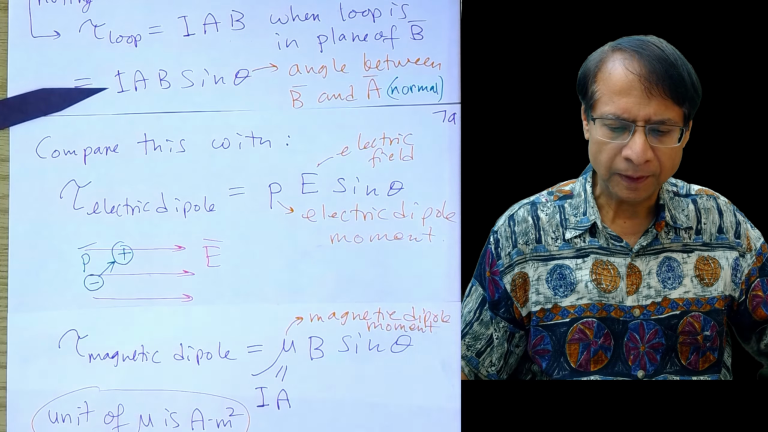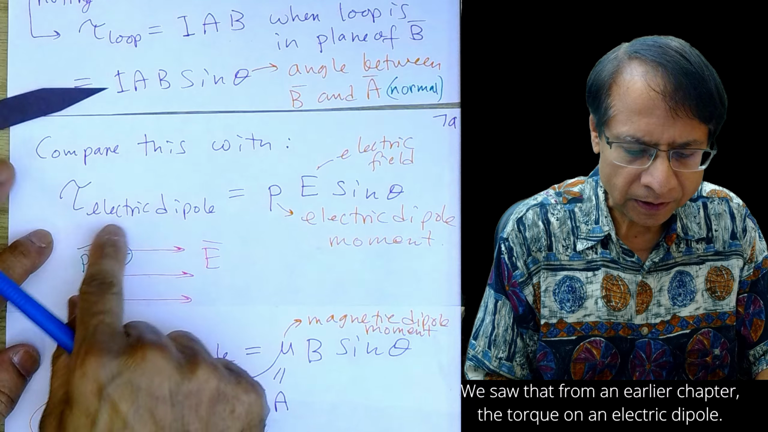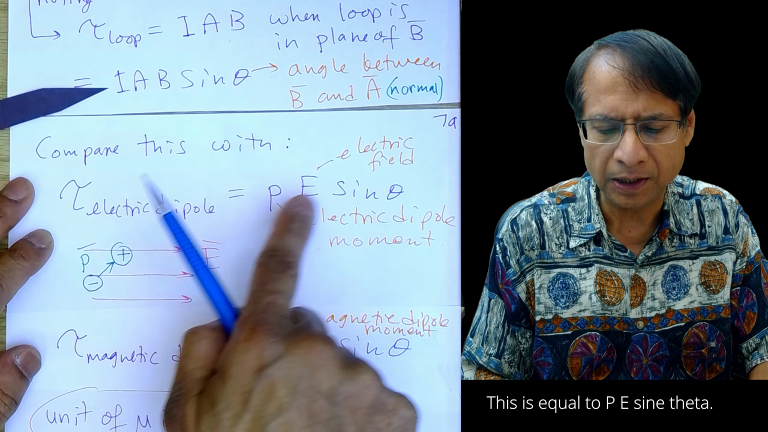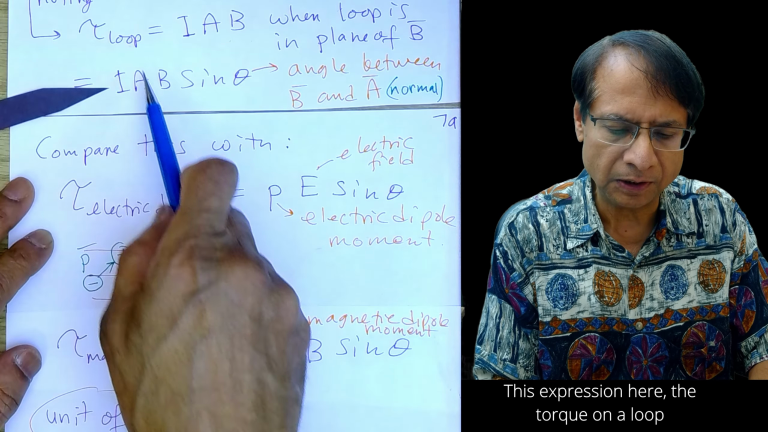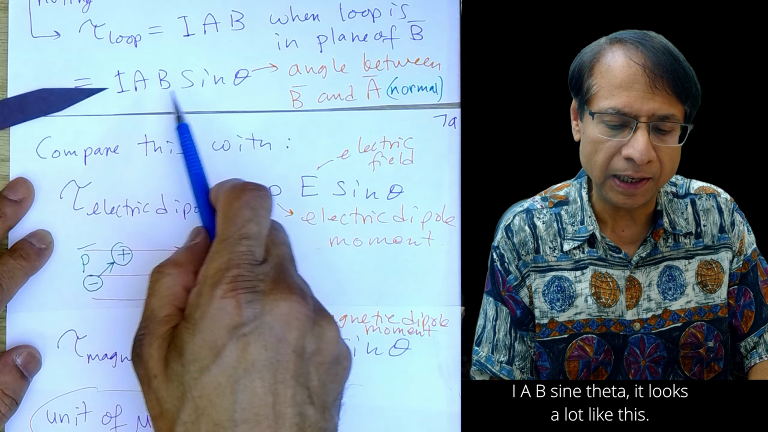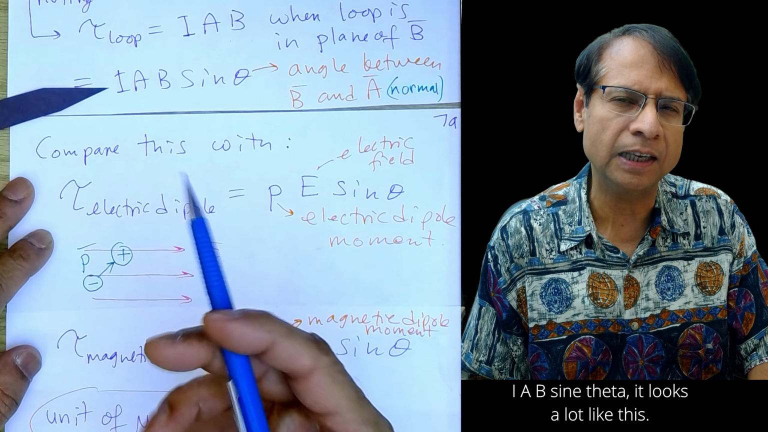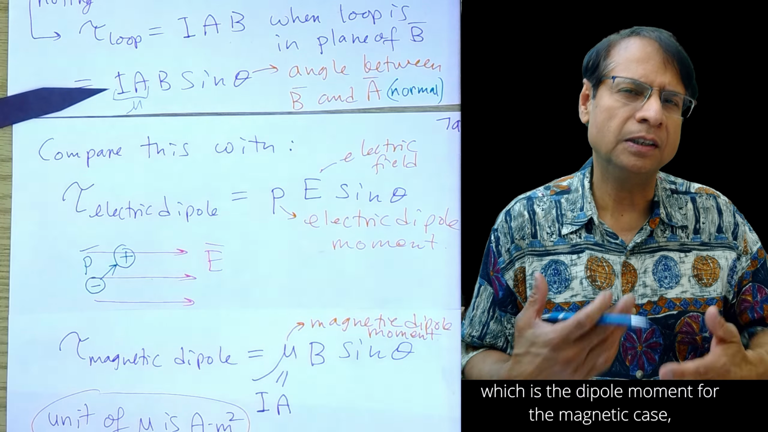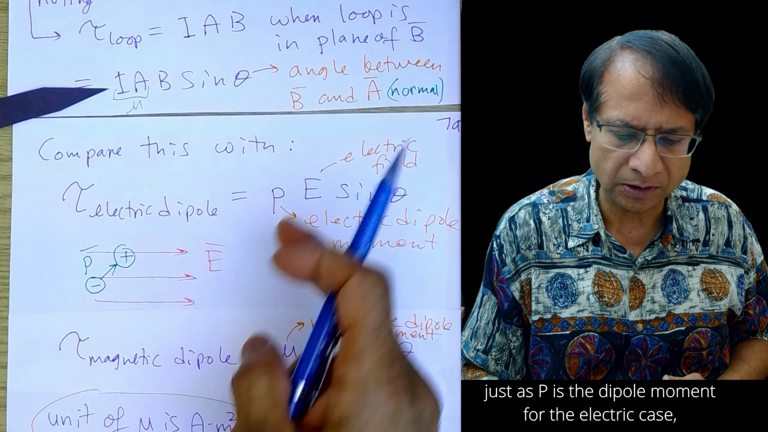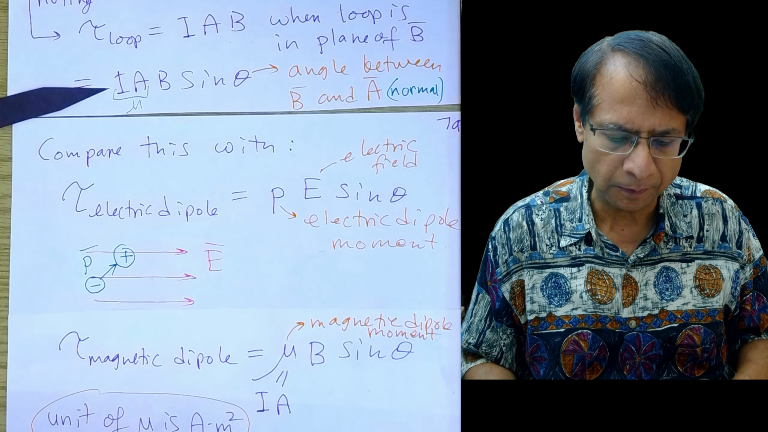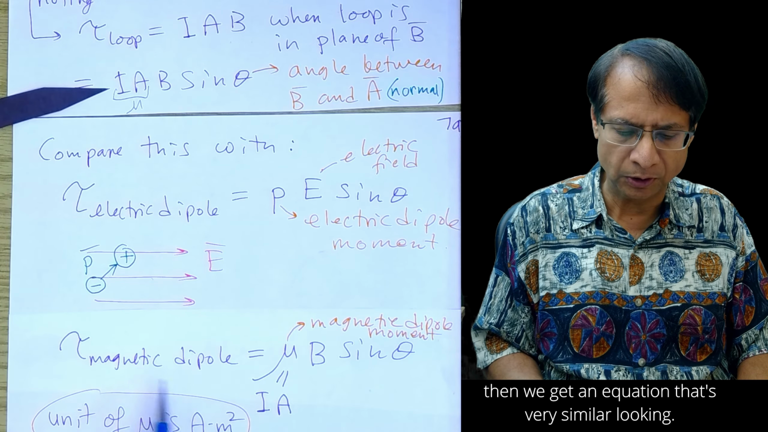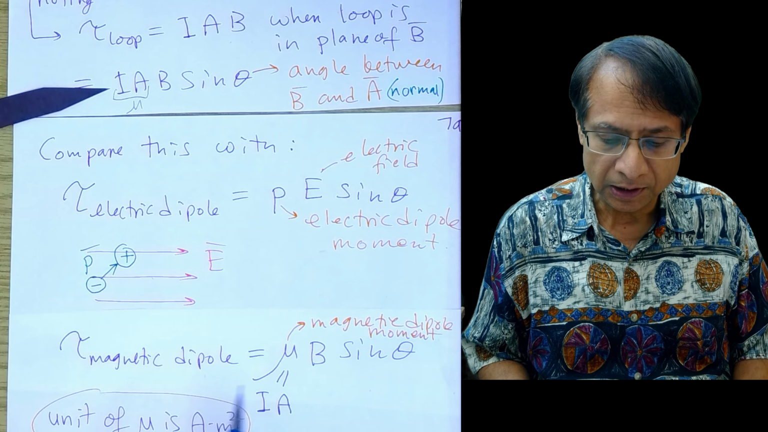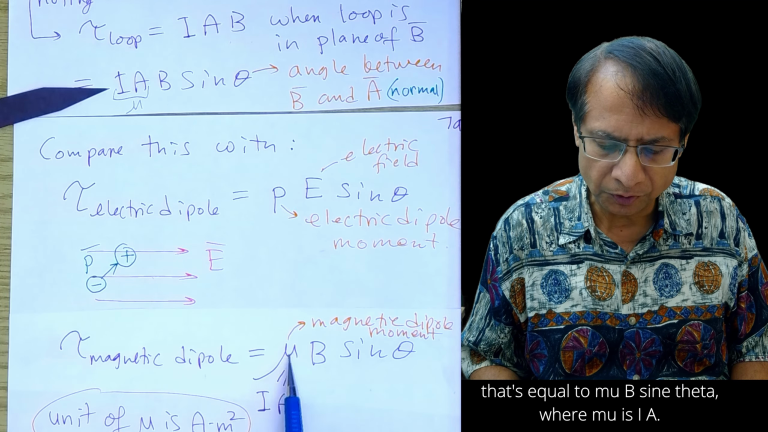with the electric field. And we saw that from an earlier chapter, the torque on an electric dipole. So this is the dipole in the electric field. This is equal to pE sine theta. So this expression here, the torque on a loop, IAB sine theta, it looks a lot like this. So if we combine I and A and call it mu, which is the dipole moment for the magnetic case, just as p is the dipole moment for the electric case, then we get an equation that's very similar looking. So the torque now on a magnetic dipole, which is created with the loop, that's equal to mu B sine theta, where mu is IA.